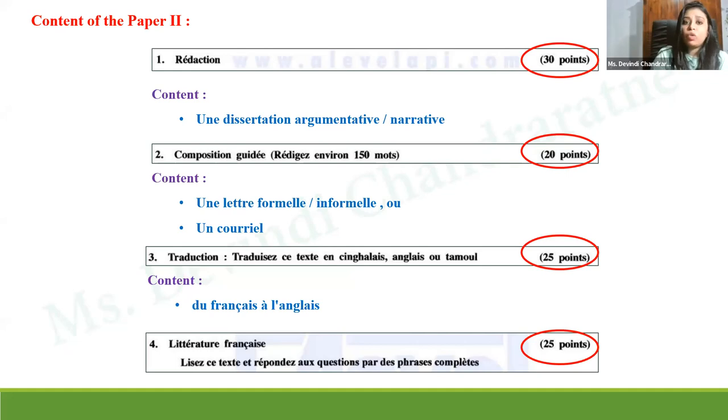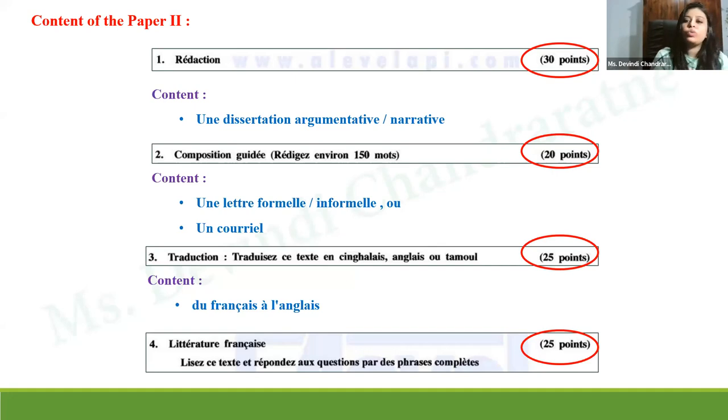Normally this essay question, unlike in English, is an argumentative essay or a narrative essay. You know that there are types of essays, no? But here you will be given either an argumentative essay or a narrative essay. So what is an argumentative essay? That means you are given a fact, so you have to justify what is given there, or else you have to provide your opinions. For the narrative essay, you will be given some kind of situation and you have to narrate a story. You have to relate a story there.